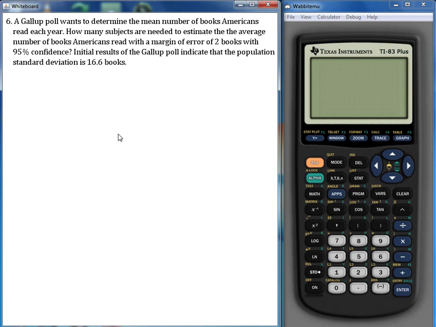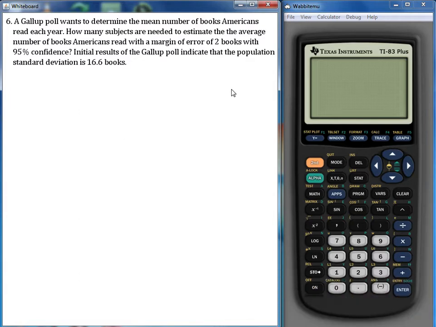A Gallup poll wants to determine the mean number of books Americans read each year. How many subjects are needed to estimate the average number of books Americans read with a margin of error of 2 books with 95% confidence? Initial results of the Gallup poll indicate that the population standard deviation is 16.6 books.